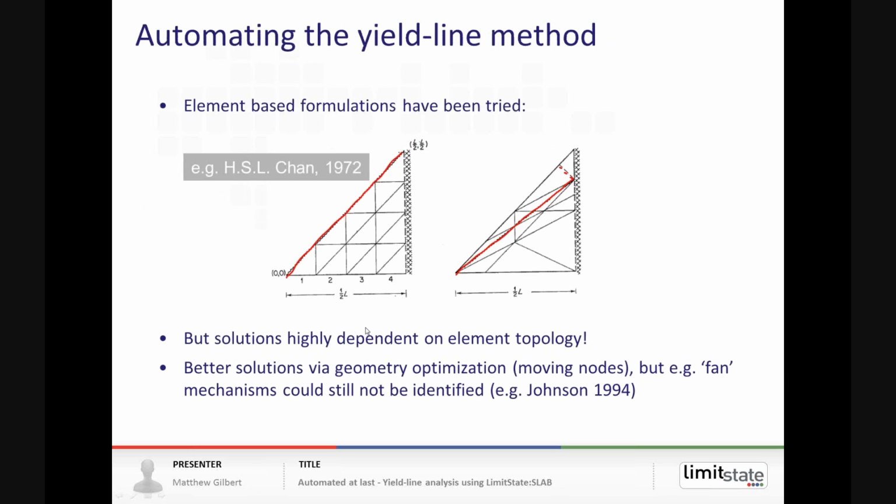One of the developments in the 1990s was based on the Chan method, and it took that as an initial solution and then looked to move the nodes, and that's what Johnson did in 1994. But we found that he still couldn't actually identify these fan type mechanisms, which were quite prevalent in slab analysis problems.